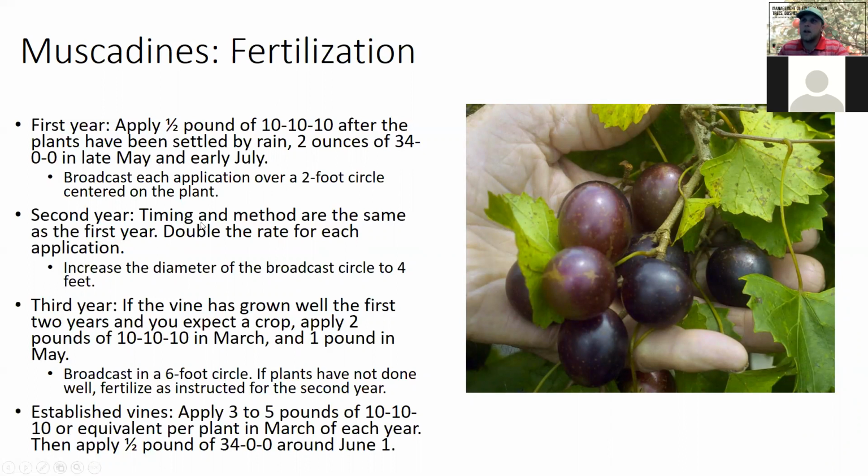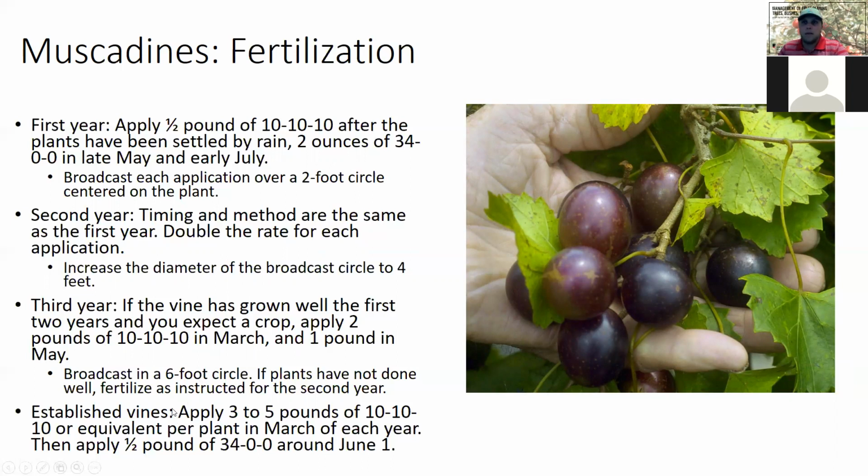Second year, timing and method are the same as the first year, just double this rate, and increase the diameter of the circle to 4 feet. The third year, if the vine has grown well in the first 2 years and you expect a crop, apply 2 pounds of 10-10-10 in March and 1 pound in May. And then you're just increasing that once again by 2 feet around the plant.